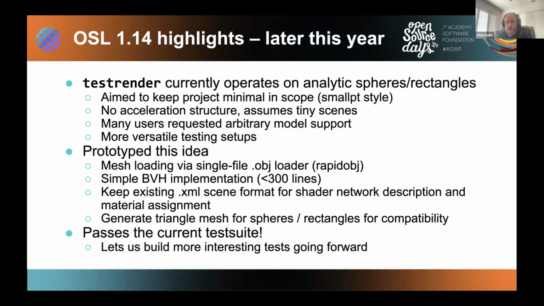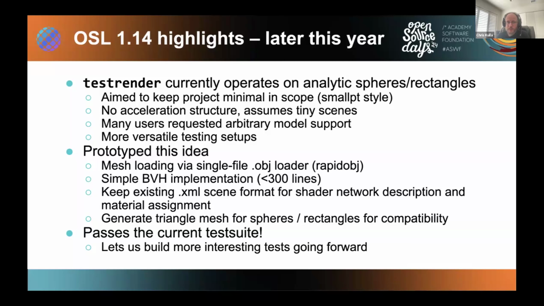Some other updates that are coming down the pipe. Testrender is, like I described, a very minimal path tracer example. It currently operates on analytic spheres and rectangles. So this was done mainly just to keep the project as minimal as possible. If you've seen the smallpt project, it's in that vein. So there's no acceleration structure. We just assume the scene is very small. But many users were requesting arbitrary model support, especially the folks on the MaterialX side would love to use testrender as part of their unit tests, and they'd like to be able to use arbitrary models so that they can have more interesting testing setups.